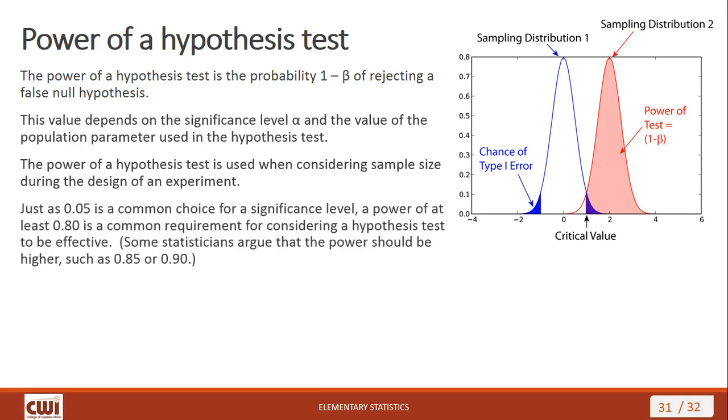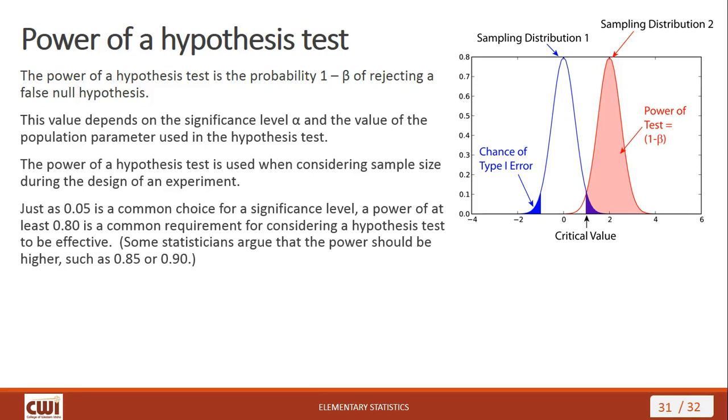Now, we're talking about alpha and beta here. Alpha typically has default values that are selected, and the most common one by far is 5%. So it's a common choice for your significance level alpha. That means that there's a common choice for the power of the hypothesis test, which typically turns out to be 0.80. That's often a very common requirement for a hypothesis test to be effective. Now, there are statisticians who argue that it should be a higher value, such as 0.85 or 0.9, but that discussion is beyond the scope of this class.